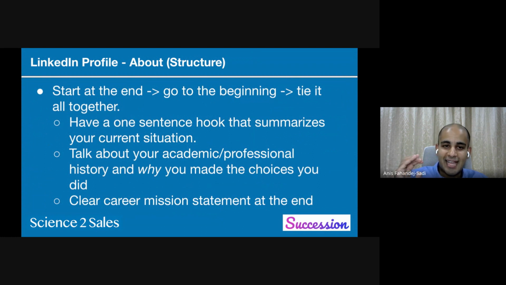I'd suggest starting at the end. So have a hook that, in a sentence, summarizes what you're looking for and what your current situation is, and then go to the beginning. Talk about what inspired you to become a scientist in the first place, what drove you to go to grad school or get a postdoc or whatever, and then provide the steps in that journey that led you to, okay, you know what, actually I want to do sales and business development. This is what's really driving me forward. So it almost reads like a story. It follows the hero's journey in a way.